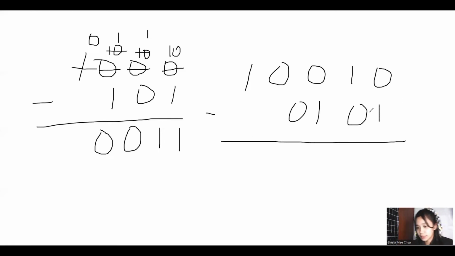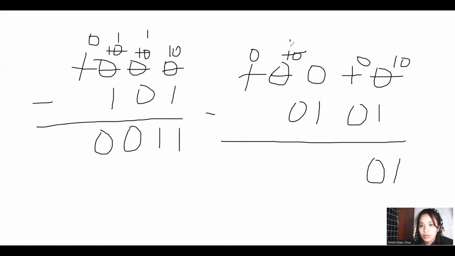0 minus 1 cannot be, or negative 1, which is not applicable with binary, so it will become 0 for it to become 1, 0. 1, 0 minus 1 is 1. 0 minus 0 is 0. 0 minus 1 cannot be, and you can't borrow from 0, so we will borrow from 1 to become 0, and it will become 1, 0. Now we can borrow from 1, 0, it will become 1, and it will become 1, 0. 1, 0 minus 1 is 1. 1 minus 0 is 1. And bring down 0. So our answer is 0, 1, 1, 0, 1.